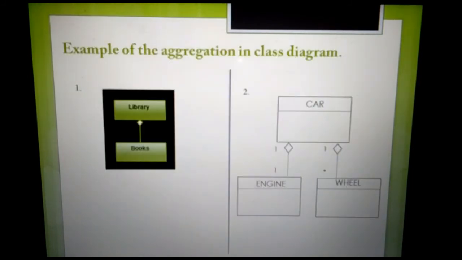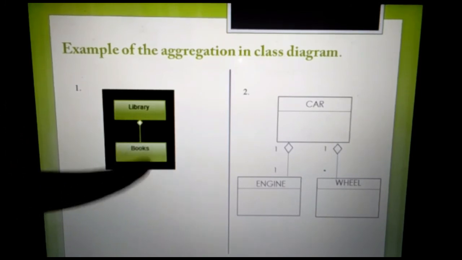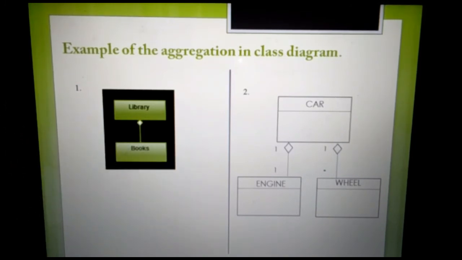Here are examples of aggregation in a class diagram. There are two examples. The first one is the two classes, library and books. The class library is made up of one or more books among other materials. Since the contained classes are not strongly dependent on the life cycle of the container, the books will remain even when the library is dissolved.